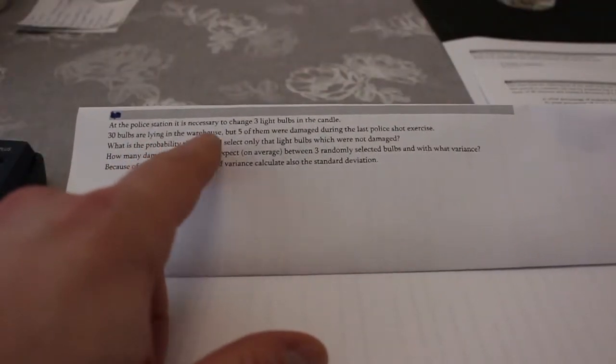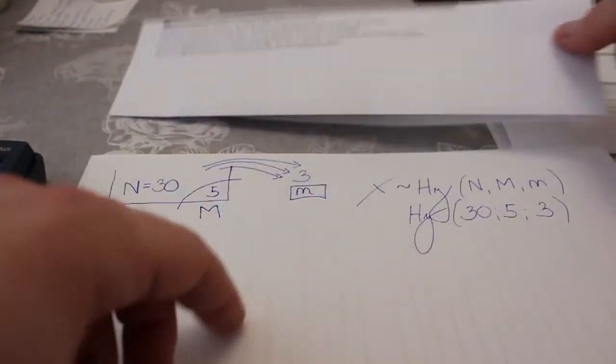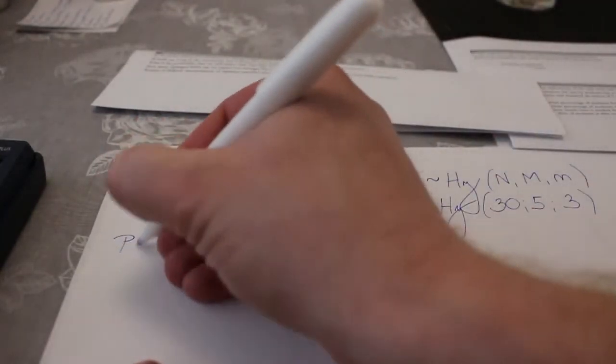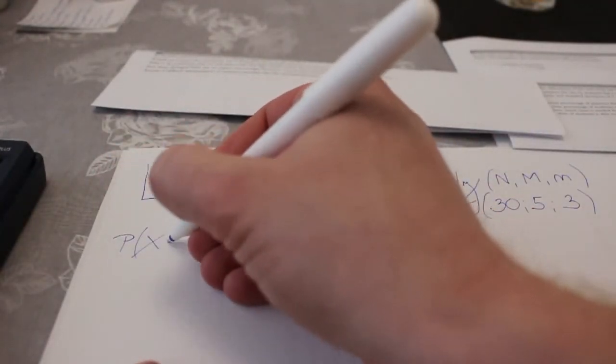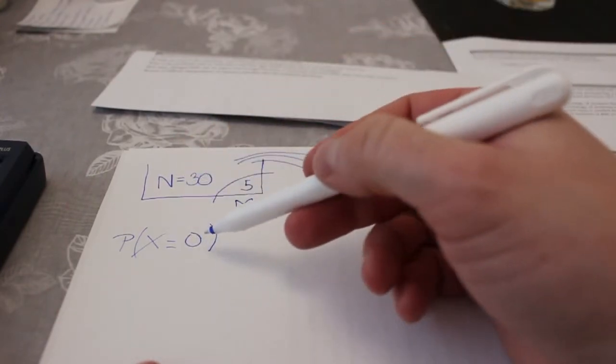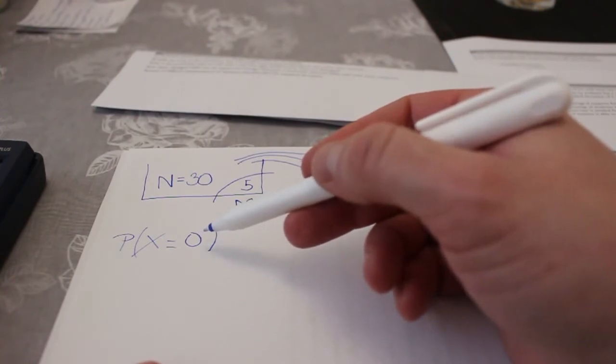And what is our duty? What is the probability that we will select only that light bulbs which were not damaged? We would like to calculate the probability that random variable x will be equal to 0. 0 damaged light bulbs in our selection.